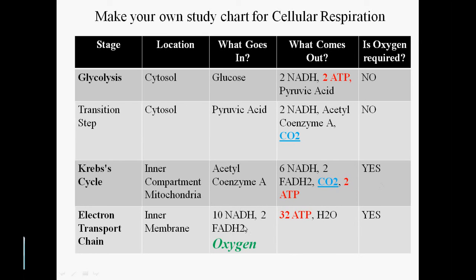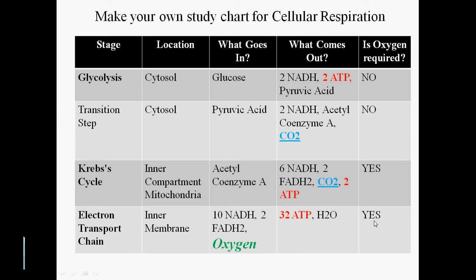What goes into the electron transport chain? All 10 of the NADHs that we've produced so far. 6 here, 2 here is 8, 2 more is 10. The 2 FADH2s that we got from the Krebs cycle, and oxygen to serve as that final electron acceptor. What comes out? 32 ATP and water.